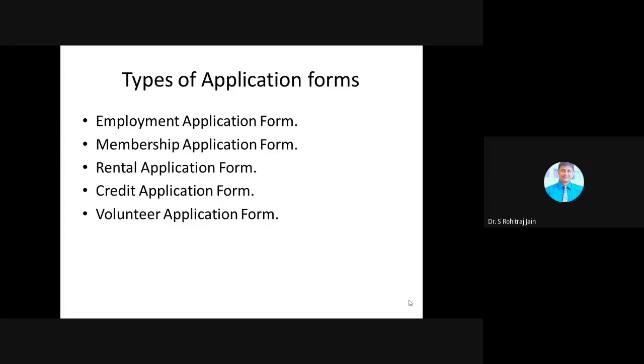Then credit application form. This type of form is used to apply for credit with the lender. So the information provided is used to help determine the borrower's employment status, his credit history, and ability to repay the loan. And then volunteer application form.